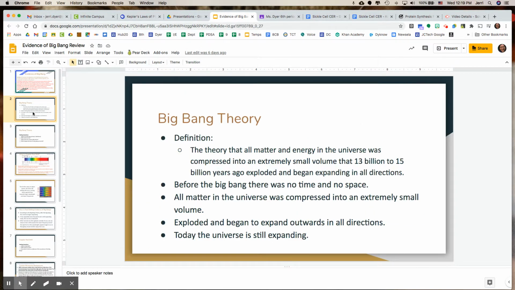So, definition for the Big Bang: it's the theory that all matter and energy in the universe was compressed into an extremely small volume that 13 to 15 billion years ago exploded and began expanding in all directions. Before the Big Bang, there was no time and no space. All the matter in the universe was compressed into an extremely small volume, and that destabilized and, for lack of a better word, exploded and began to expand outward in all directions. So I guess the technical term there would be that it destabilized, but for all intents and purposes, that would be that it exploded. And today we find that the universe is still expanding.